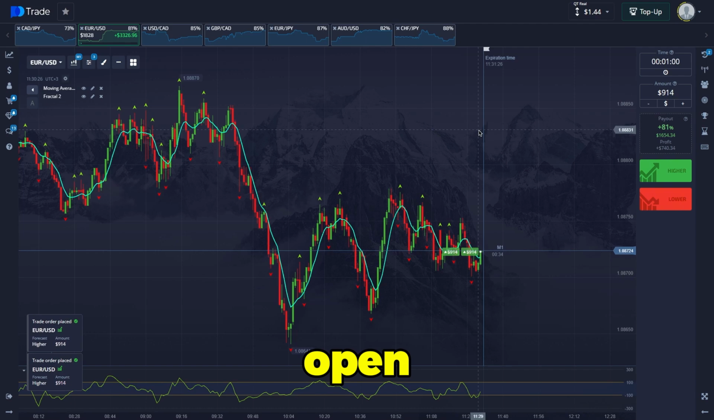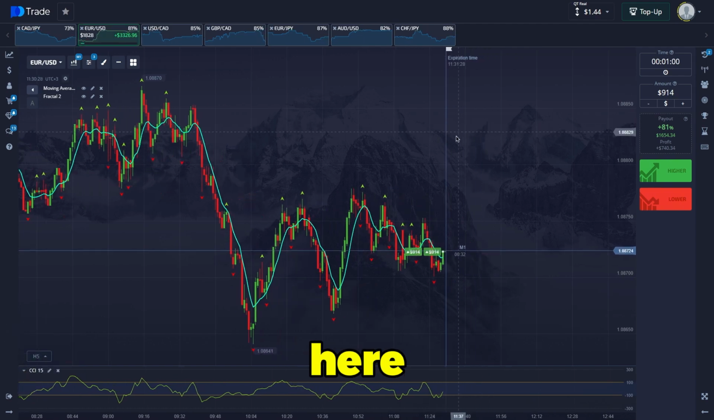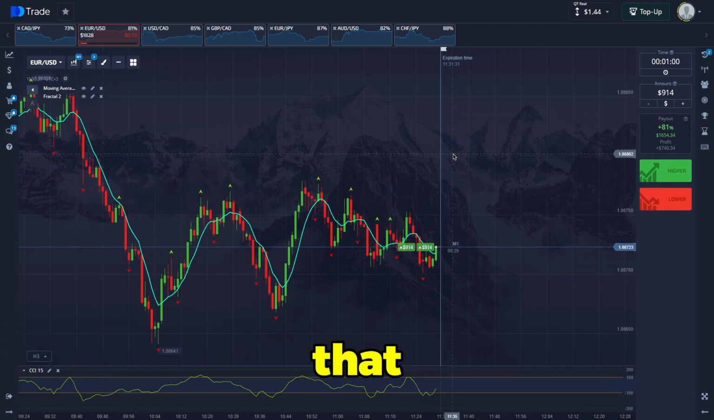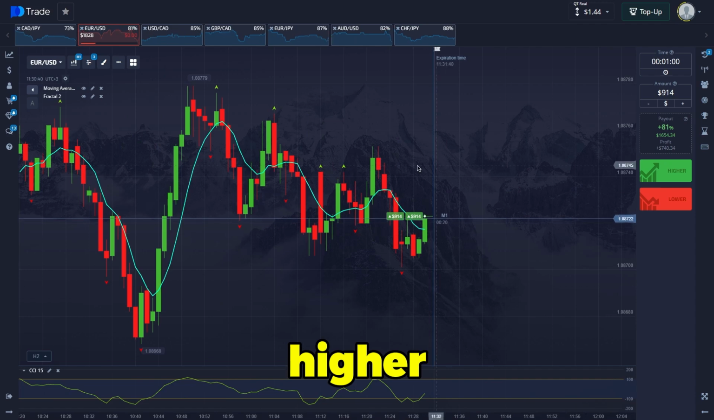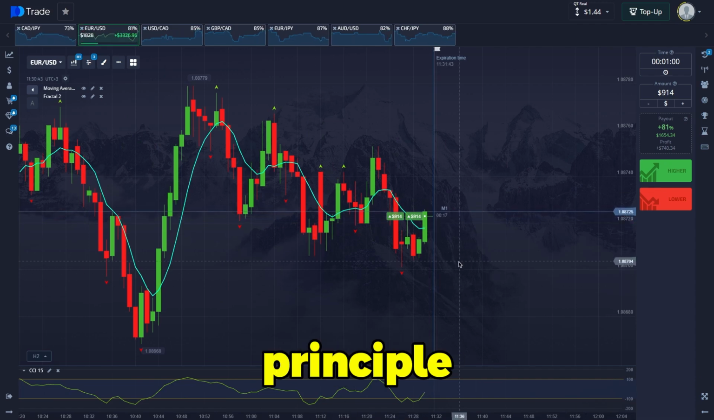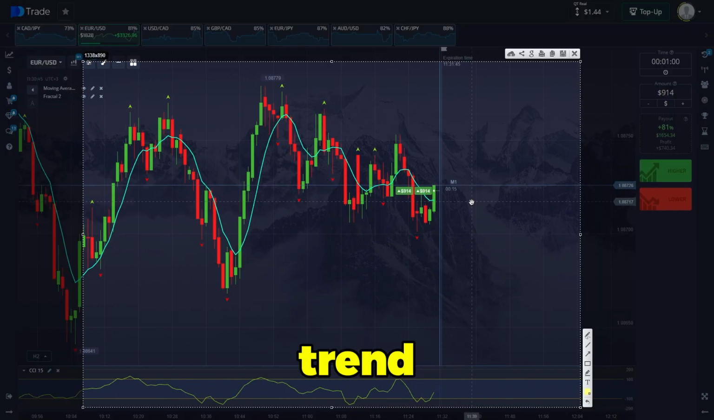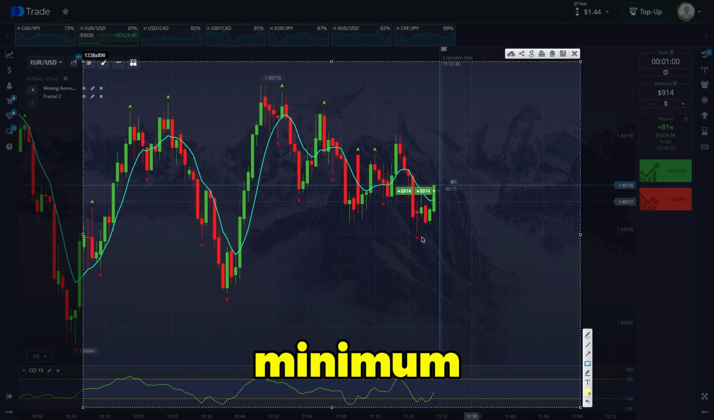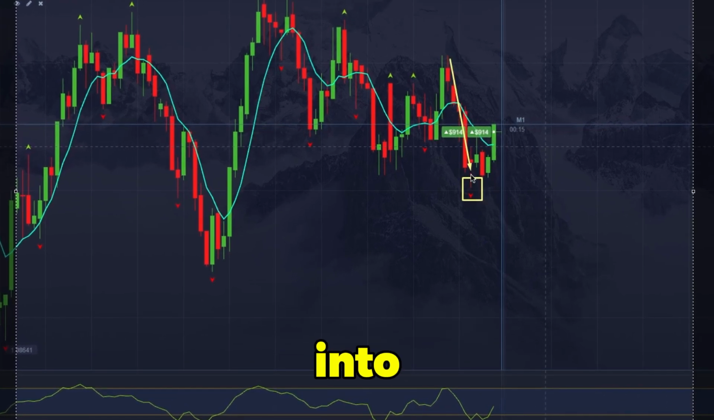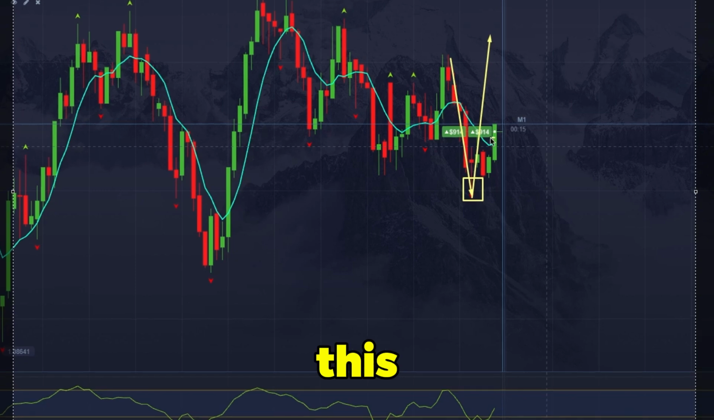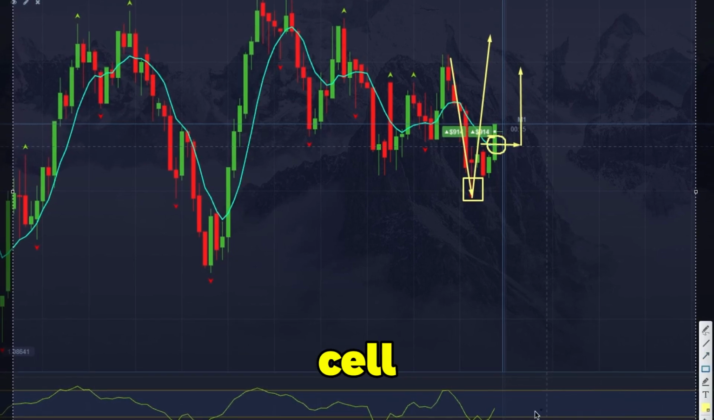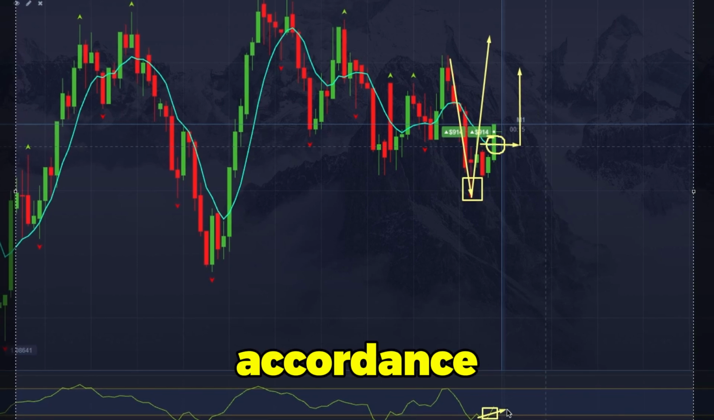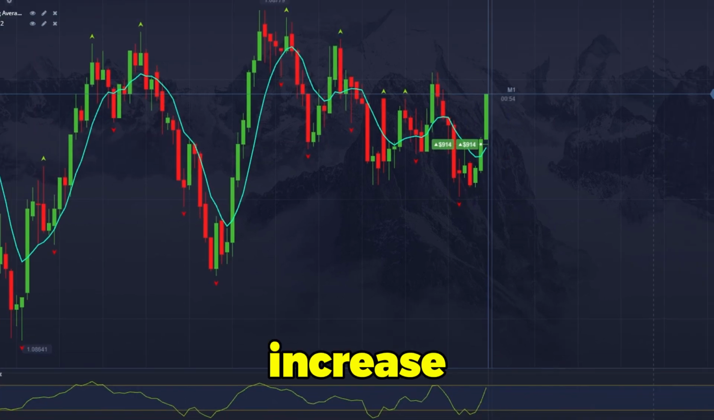Here we will open 2 trades to increase. We open here against the trend, and we have an understanding that a very strong pullback should happen further. So the pullback was quite strong, but the pullback should go even higher. Here we open according to the principle of our strategy against the trend. We see updates of the local minimum. Further, our price goes into a rollback. In this area of intersection, we have a bottom-up exit from the area before the sell, in accordance with which we open a deal to increase.